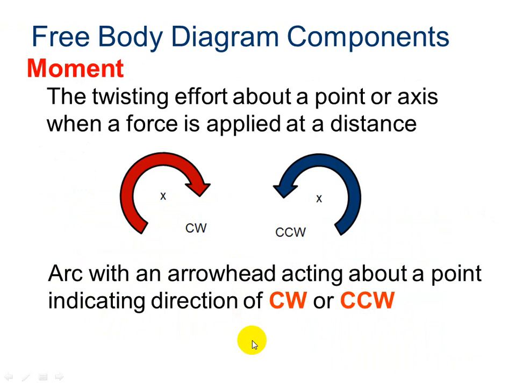Let's look at free body diagram components for moments, because we did not talk about this in our free body diagram work earlier. Remember that a moment is the twisting effort about a point or axis when a force is applied at a distance. So we denote this on our free body diagrams with an arc and an arrowhead that shows if it's turning clockwise or if it's turning counterclockwise. And sometimes you'll see them denote the CW just to show that it's clockwise. CCW stands for counterclockwise.